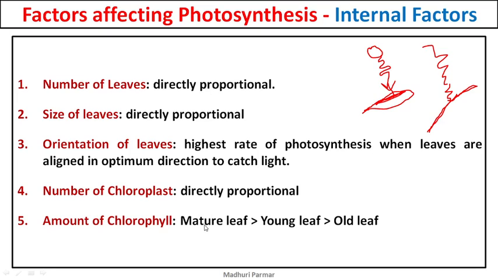So remember this: the mature leaf will have a lot of chlorophyll, followed by young leaves, and then last will be old leaves. They will have the least amount of chlorophyll.